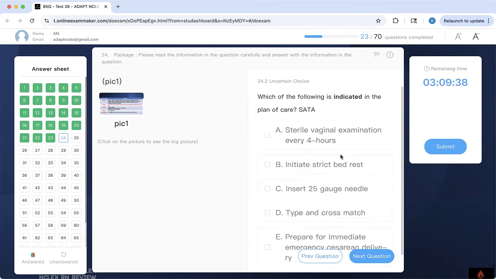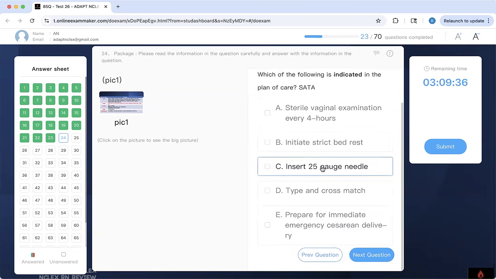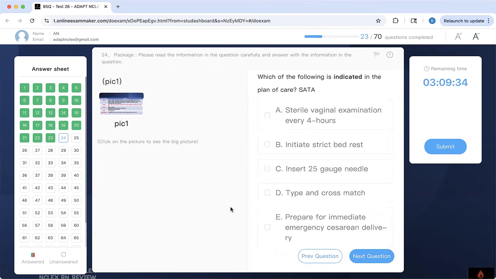Which of the following is indicated in the plan of care? If this is previa, what would you do? Sterile vaginal exams every 4 hours. Initiate strict bed rest. Insert 25 gauge needle. Type and crossmatch. Prepare for immediate C-section for delivery. What do you think?